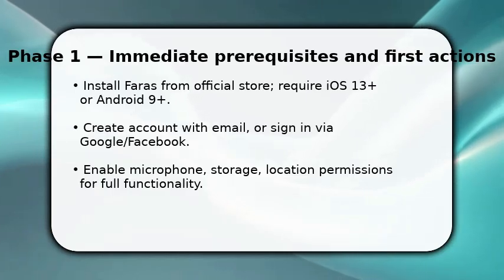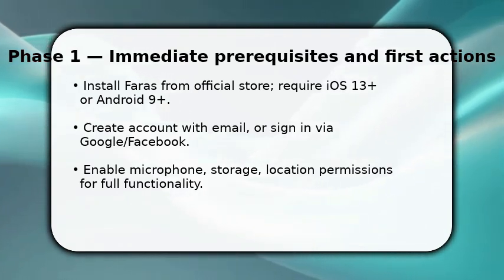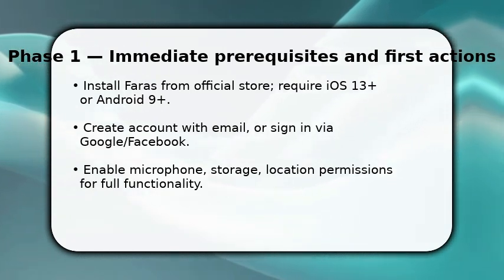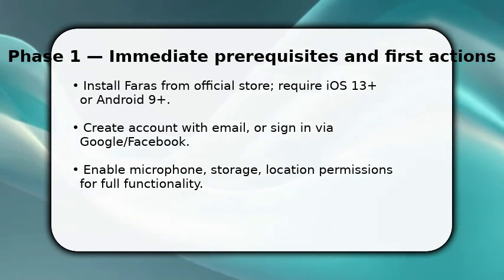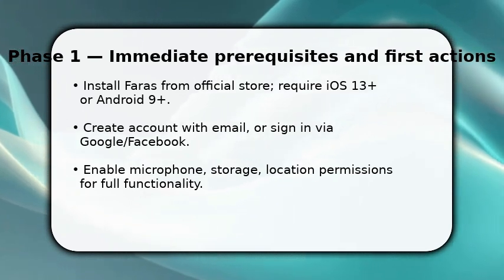You'll start by confirming prerequisites and taking the first actionable steps. Install Faras on a compatible device, then open it and create your account using email or a Google sign-in. Once done, the app asks for permissions: grant microphone, storage, and location so features work reliably.